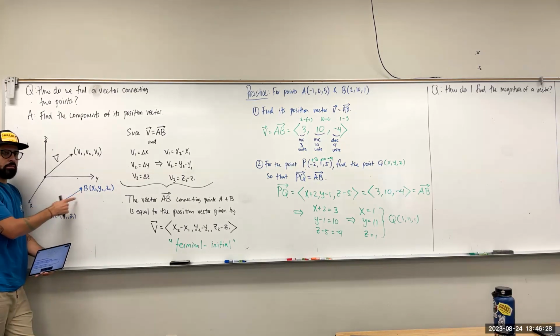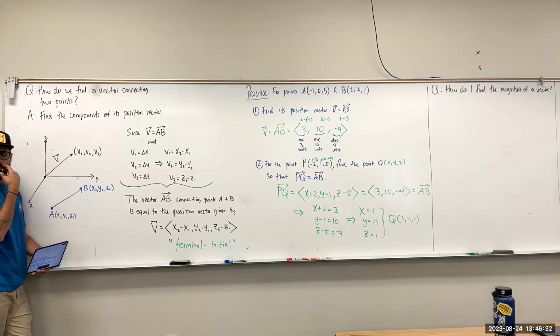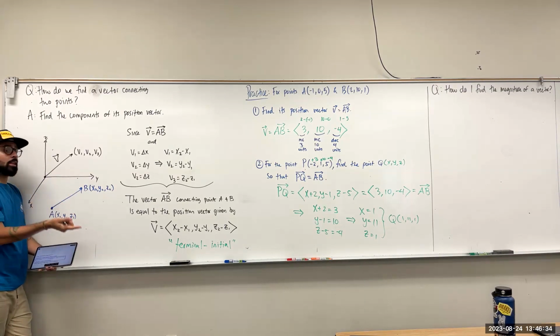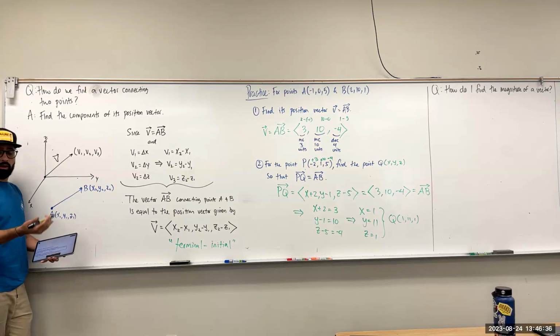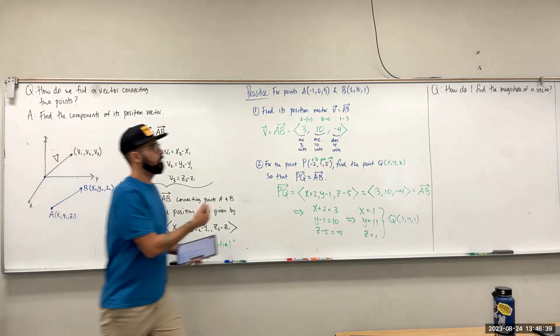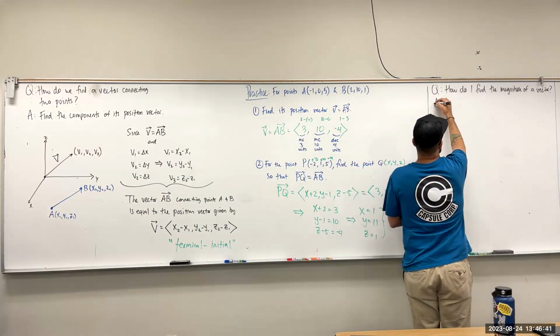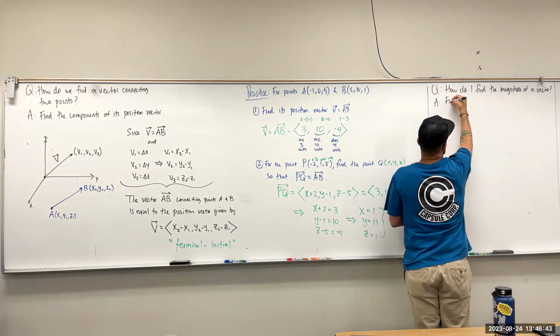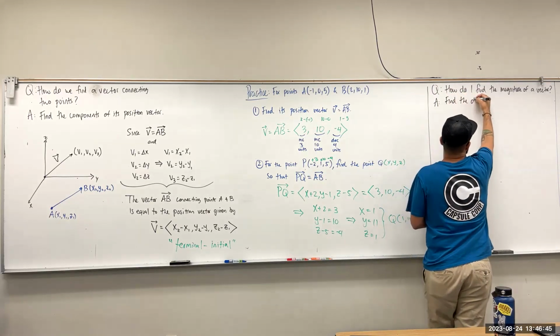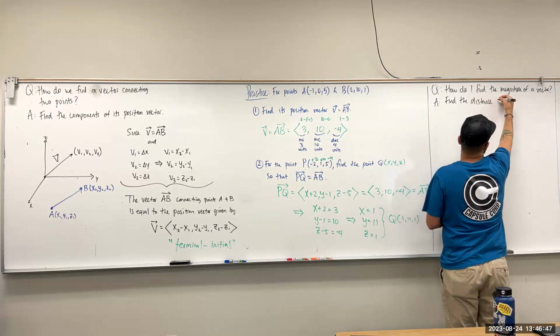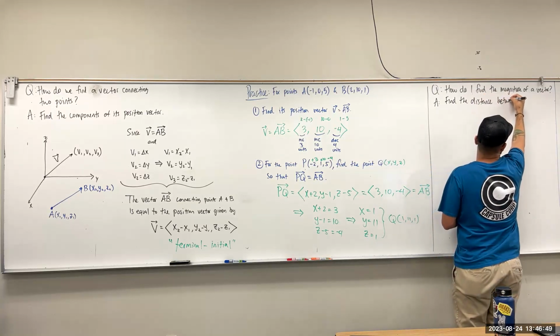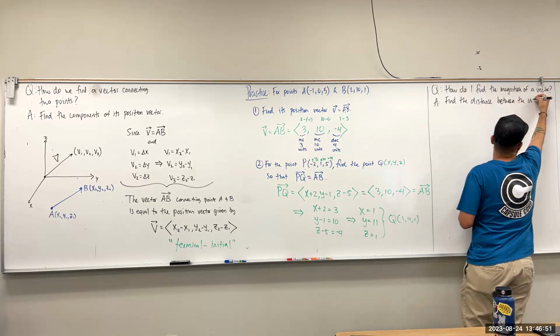Visually, how are we finding the magnitude? How do you think we'll do it visually? What should we do? Find the distance, right? And in last class, we talked about how to find the distance between 2 points. So that's exactly right. To find the magnitude, we just find the distance between 2 points, between the initial and terminal points.